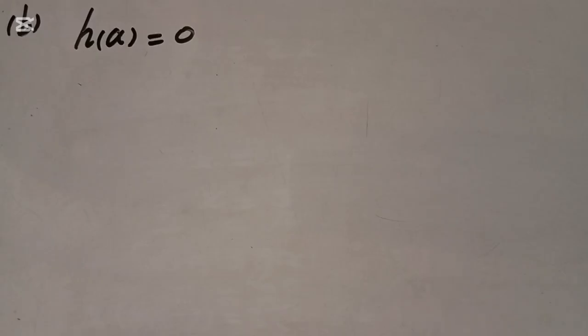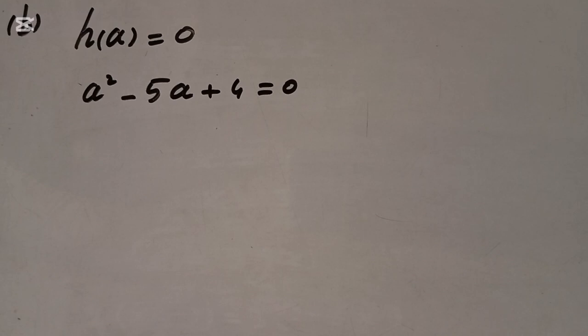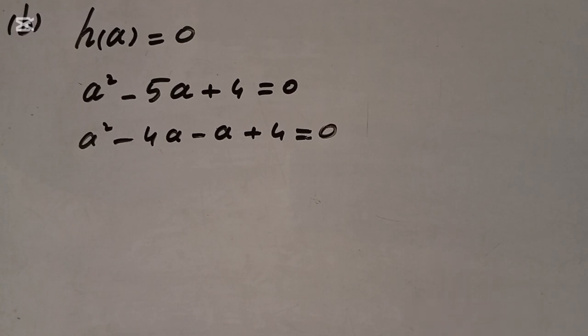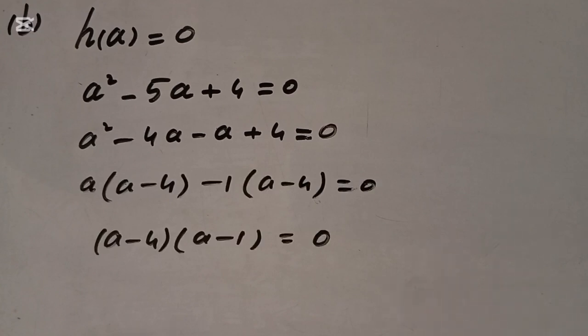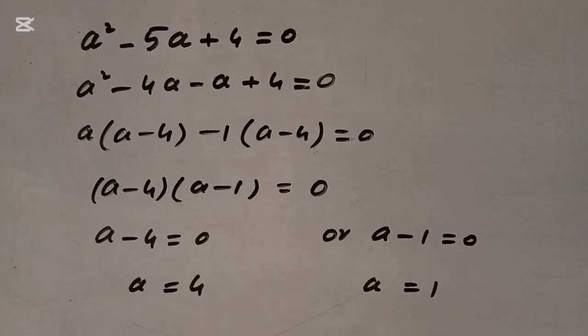Now part B, here we are given that h(a) equal to 0. According to this condition, we have got a quadratic equation. We'll solve it through factorization. This is the mid-term split. Taking a minus 4 common, either a minus 4 equal to 0 or a minus 1 equal to 0. This way it results in a equal to 4 or a equal to 1.